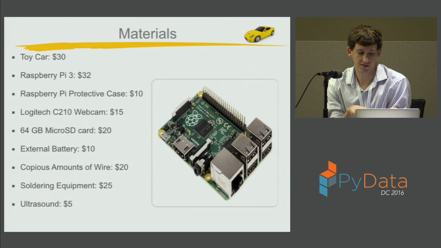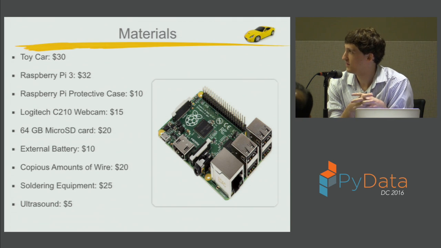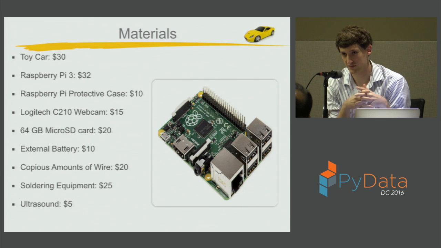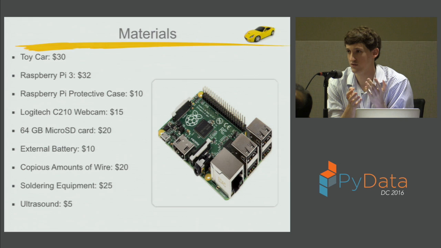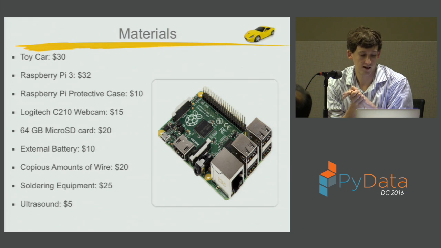So that's why I have this Logitech webcam. It has a terrible resolution. You wouldn't want to use it as an actual webcam, but for a self-driving car, it has sufficient resolution, and it's like $10, or you can even get it for like $5 if you buy it on eBay.